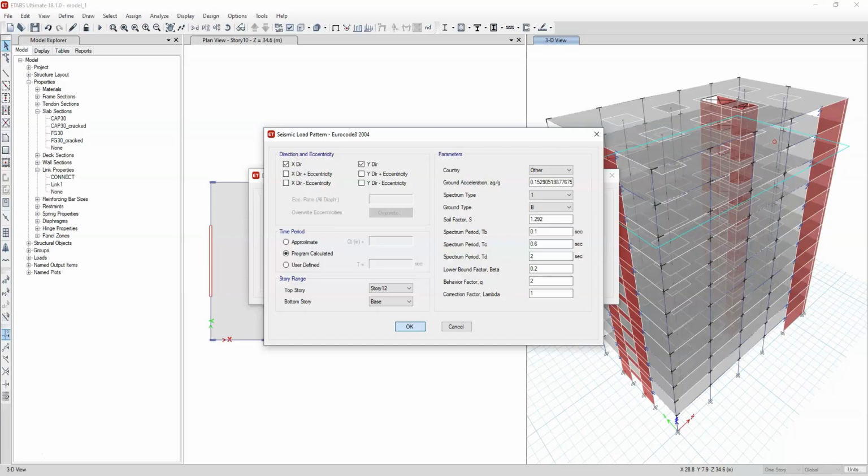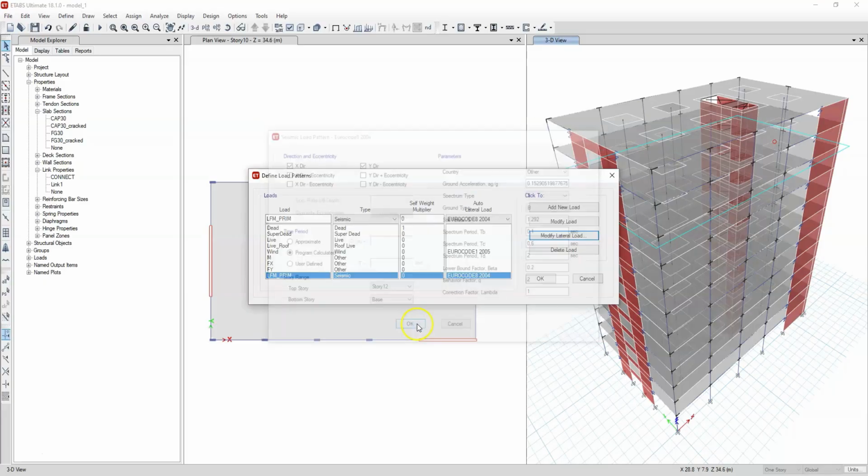One additional note, in the story range area, we can apply this seismic load not just to all floors, but only to some. This is particularly practical when we have basement walls, where it may be useful to apply the earthquake only to the upper floors above the basement walls. Well, this is the definition we made for our seismic loads, the earthquake in both directions.